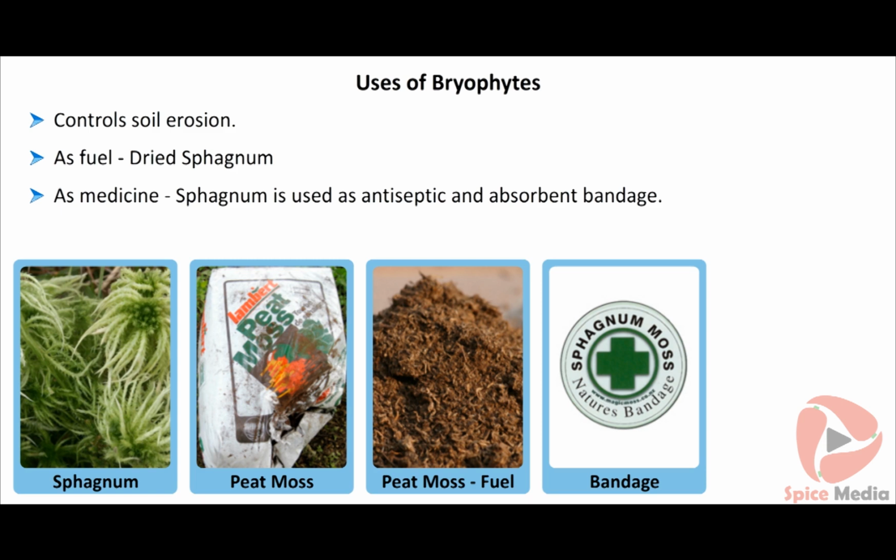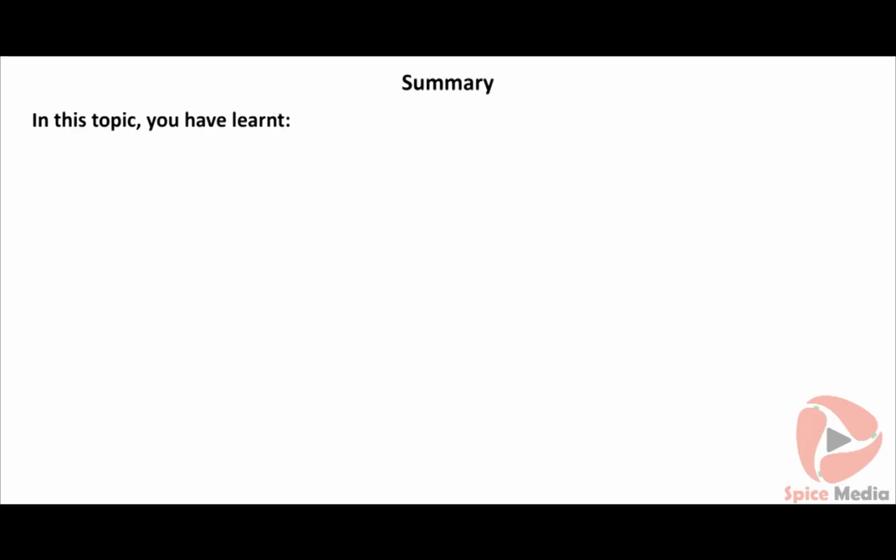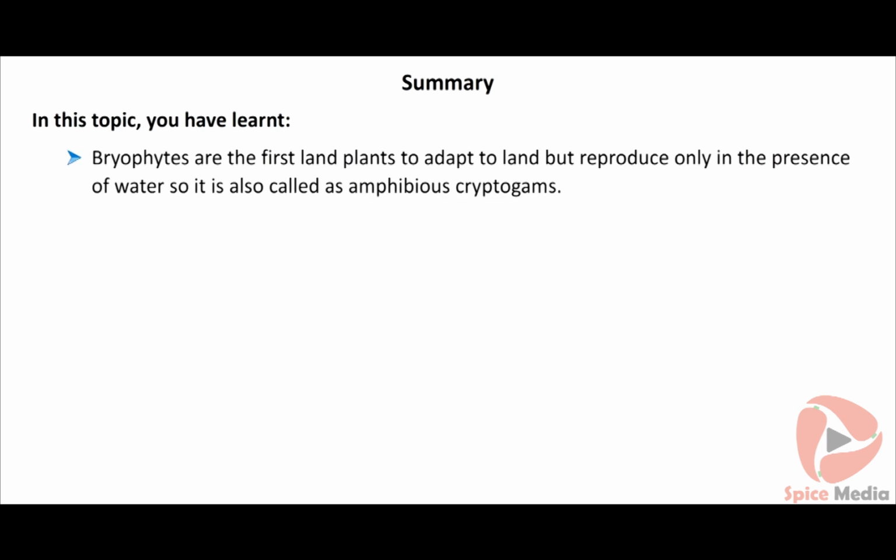Bryophytes control soil erosion as they form a carpet over the soil. Dried peat moss or sphagnum is used as fuel. Sphagnum is also used as antiseptic and absorbent bandage in hospitals. Sphagnum is also used as seedbed in greenhouses.